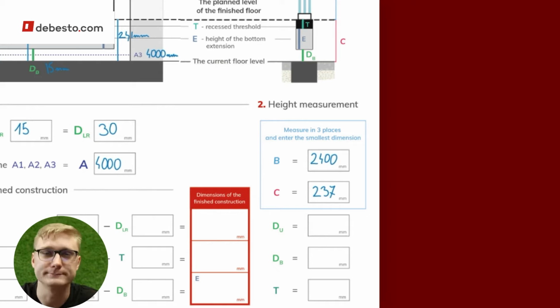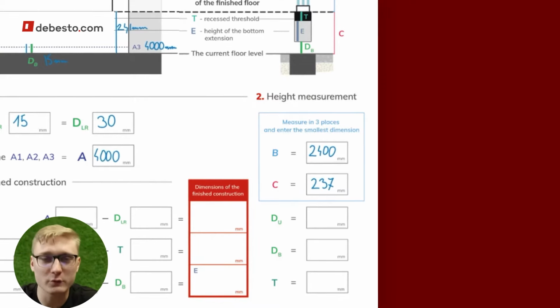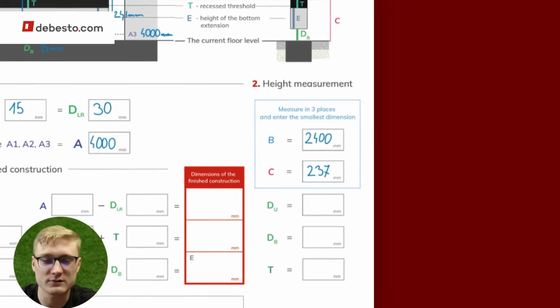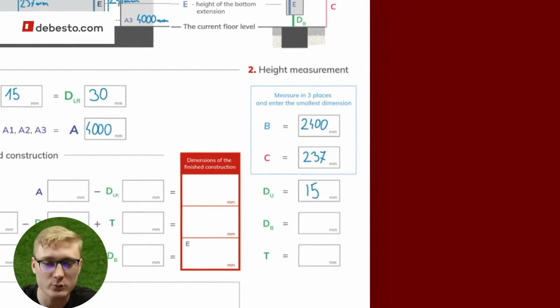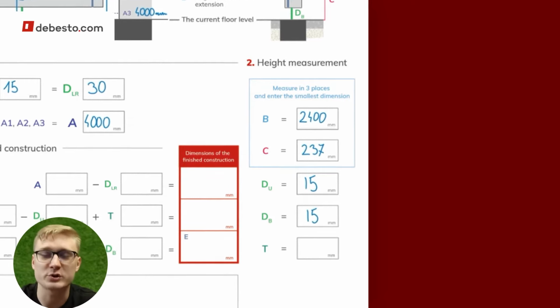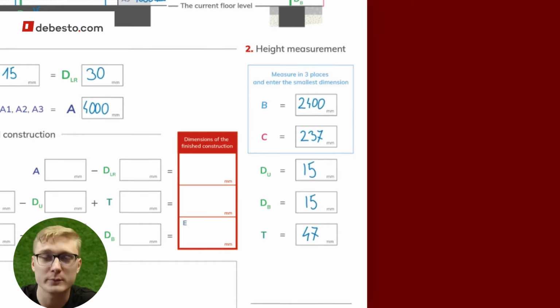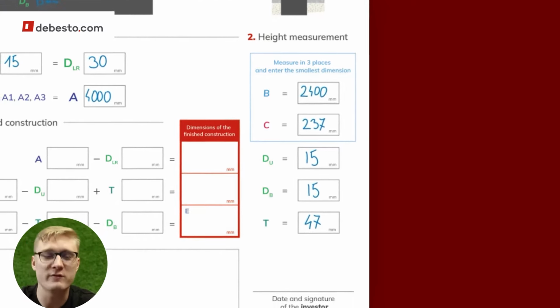Next step is to measure the horizontal dilatations between the lintel and the finished flooring. Top dilatations measure at 15 millimeters in this situation, bottom dilatation measures at 15 millimeters as well, and in our case, we presume that the window we are measuring will have 47 millimeters of threshold, which will be inserted into the flooring. We fill out this info under T.